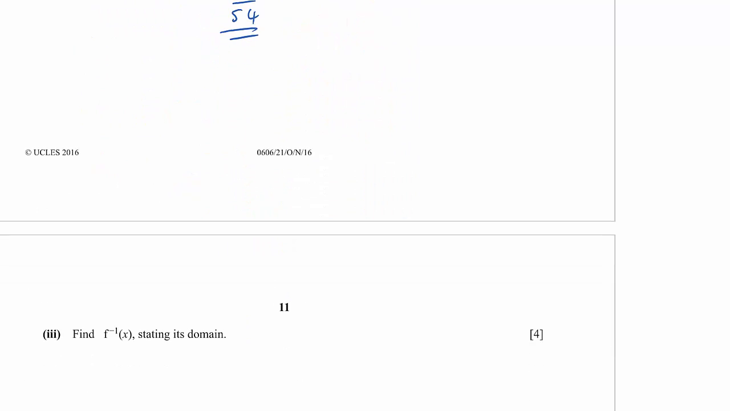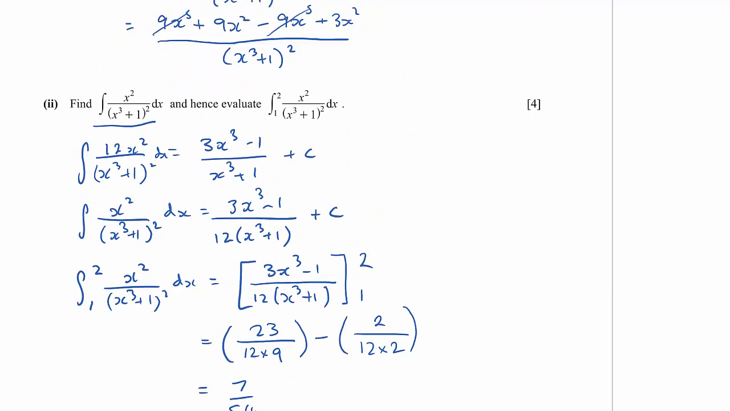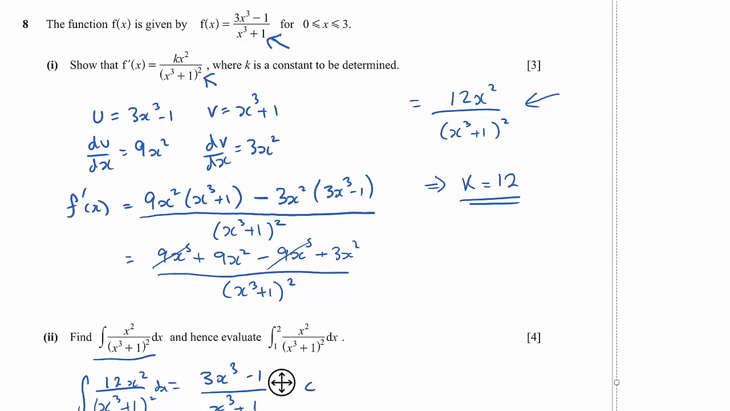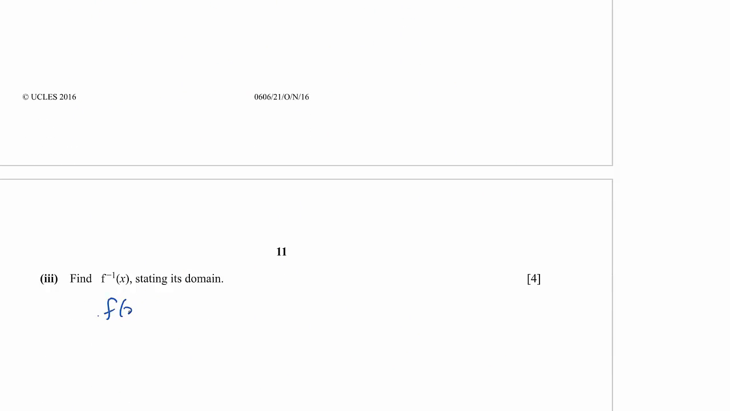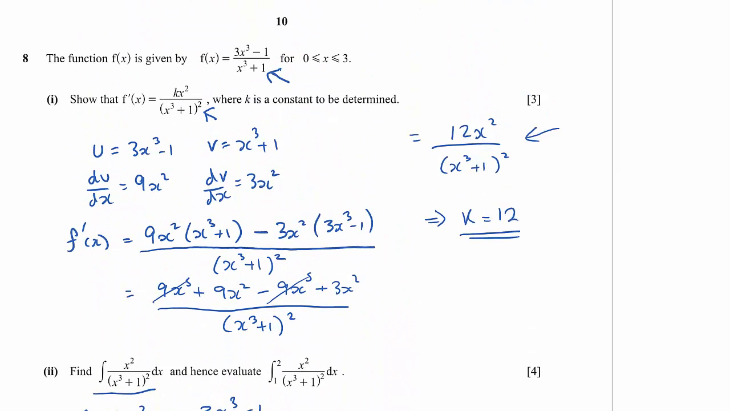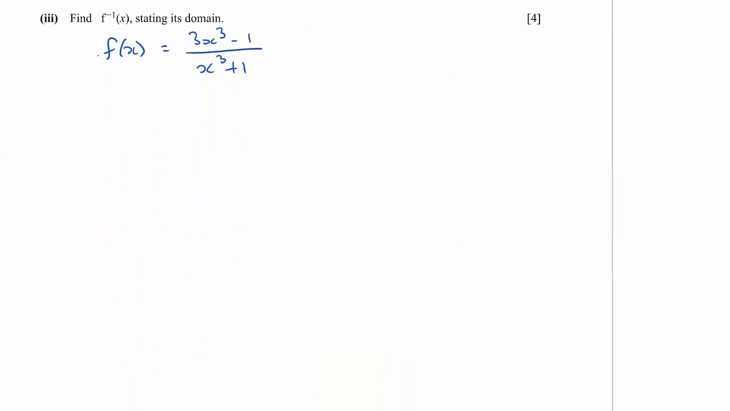Okay, there's another part of this. Find the inverse function for f of x, stating its domain. So f of x is 3x cubed minus 1 over x cubed plus 1. Let's just check that that's correct. So 3x cubed minus 1 over x cubed plus 1. Okay, so we can find the function easily enough.